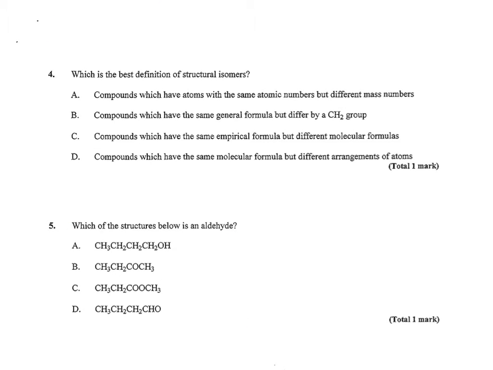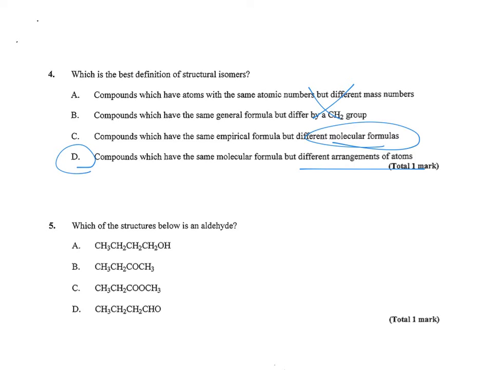Number 4 says, which is the best definition of structural isomers? Compounds have atoms with the same atomic numbers but different mass numbers. That's not true. They have the same mass because you have the same number of atoms. Compounds which have the same general formula but differ by a CH2 group, that's not true. They actually have the same molecular formulas, so neither of those are true. Compounds which have the same empirical formula but different molecular formulas, no, the whole idea is they have the same molecular formula. And D, compounds which have the same molecular formula but different arrangements. That's what we're talking about for a structural isomer.